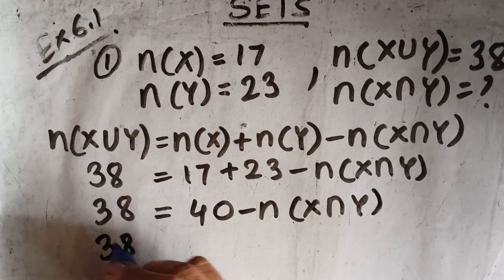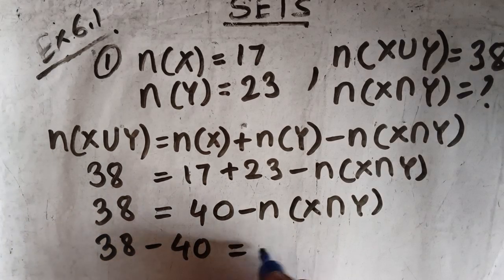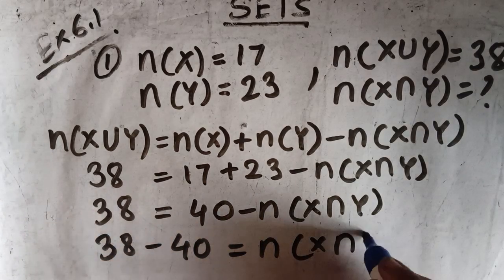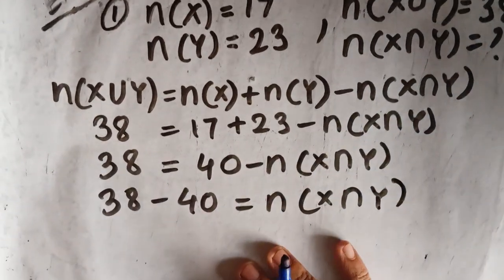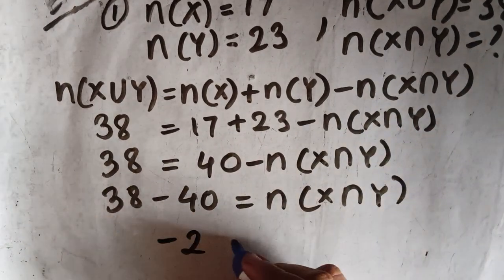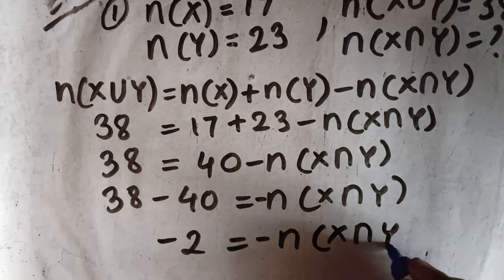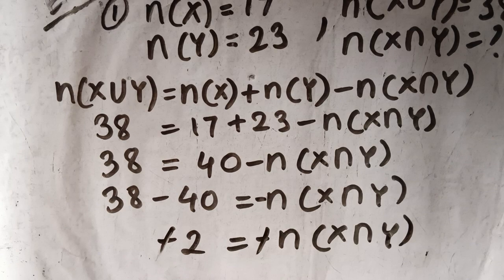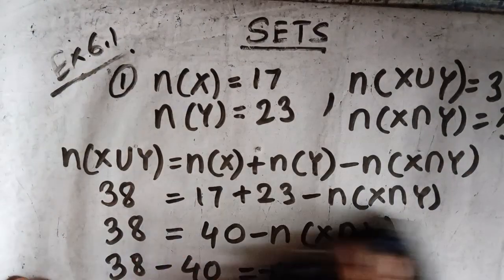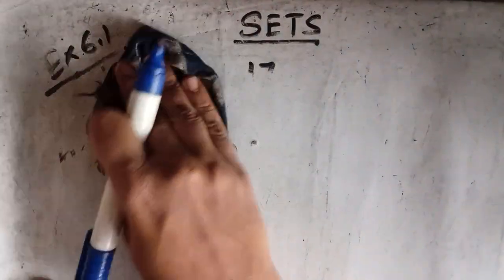So 38 minus 40... Okay, so this is 2. So the number of elements in X intersection Y is 2. Okay, let's solve the second question.